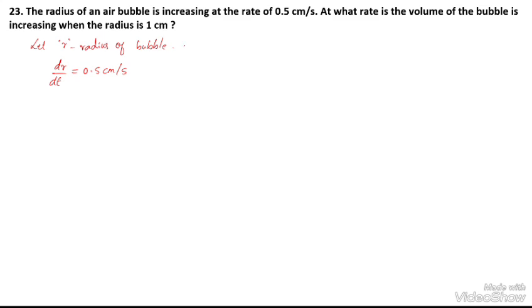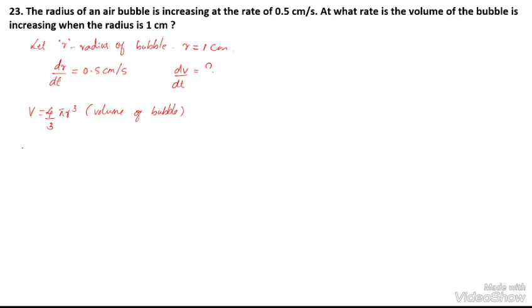When the radius r becomes 1 centimeter, we have to find the rate of change of the volume of the bubble, that is dv by dt. What is the formula for the volume of a bubble or sphere? That is 4 by 3 pi r cube. This is the volume of the bubble.